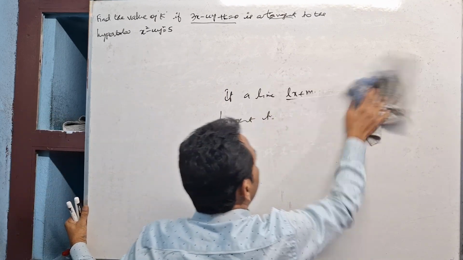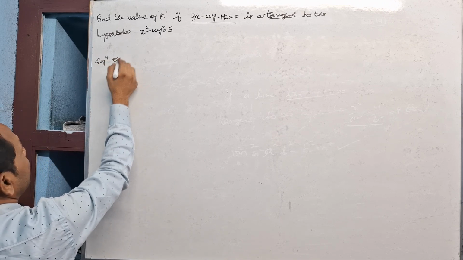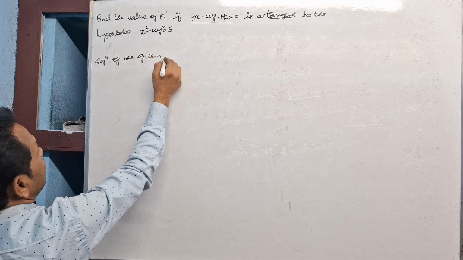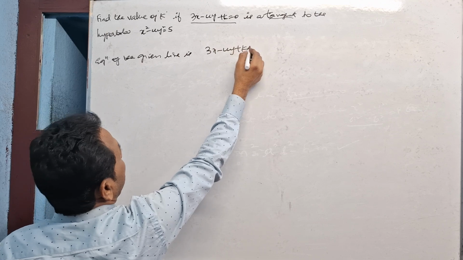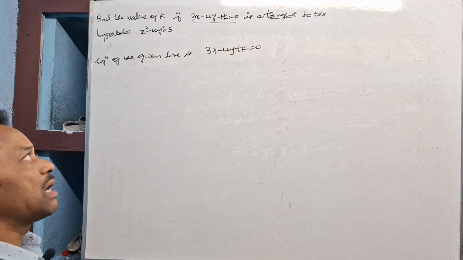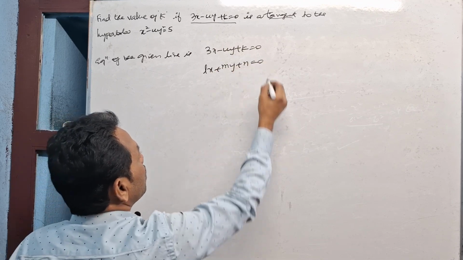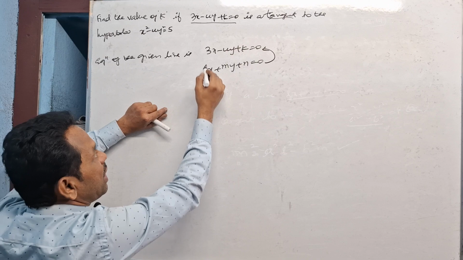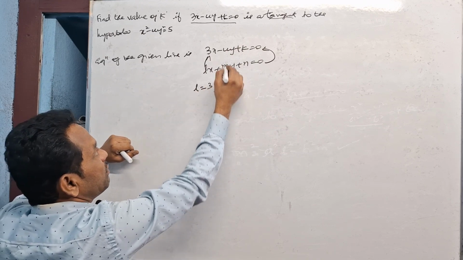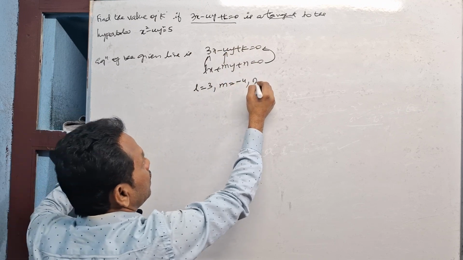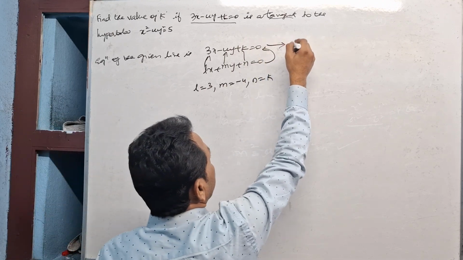Now here the equation of the given line is 3x minus 4y plus k equals 0. Now this line is compared with lx plus my plus n equals 0. When I compare these two straight lines, the value of l is 3, the value of m is minus 4, and the value of n is k. Okay, let me take this as equation 1.